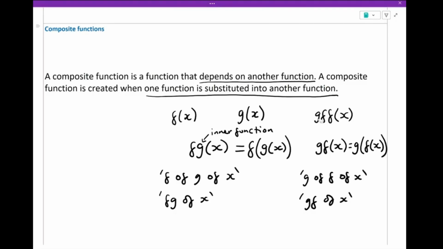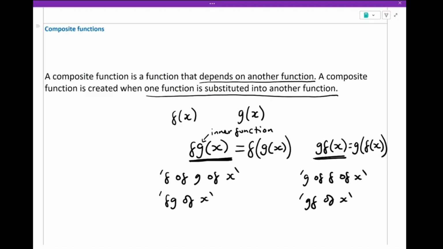Now, just to be clear, because the g and f are not being multiplied, do not ever assume that gf of x is going to be equal to fg of x. There might be the odd scenario where they do come out equal, but in general, they are not the same. So please don't treat them as the same.